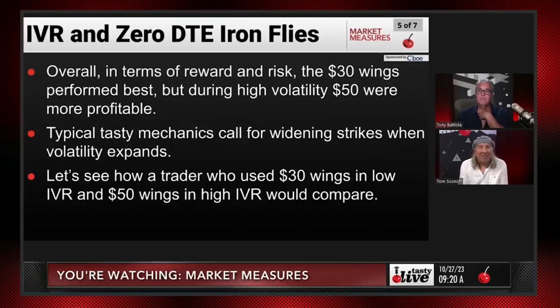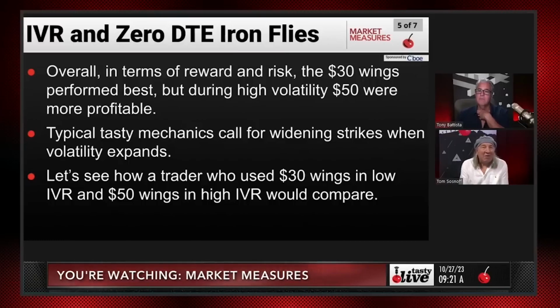But during high volatility, $50 were more profitable because in high volatility, you're going to have bigger daily moves. Typically, tasty mechanics call for widening the strikes when volatility expands. So we never really thought about $50 wide because it's expensive, but that makes the most sense in high volatility. In every other form of volatility, the $30 wings make the most sense.